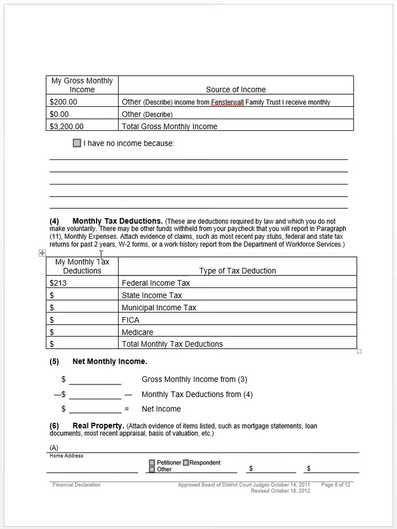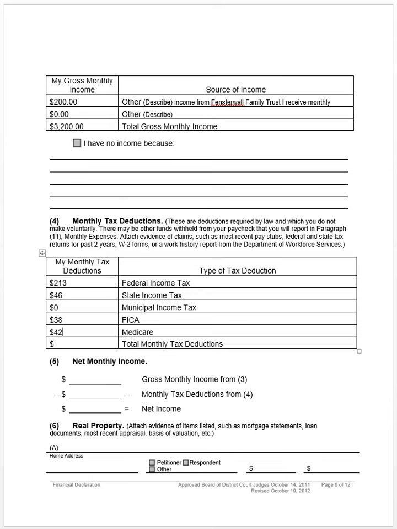$213 that's being withheld for federal income tax purposes. Let's assume that it's $46 for state purposes. I may not live in a city or a county where there are any municipal income taxes. So once again, if I want to take advantage of the Microsoft Word sum feature, I'm going to write 0, because if I leave it blank, the sum feature won't work. FICA, let's assume that's $38, and Medicare is $42.